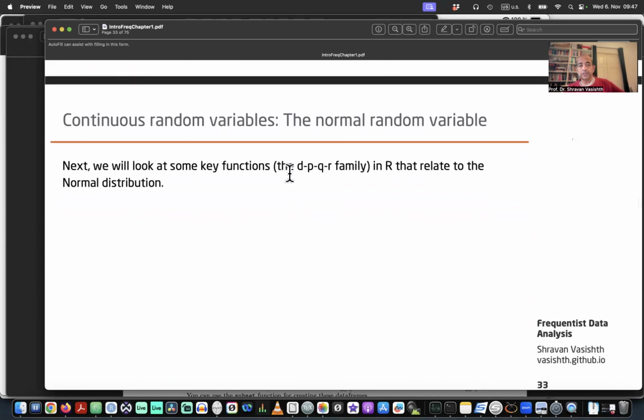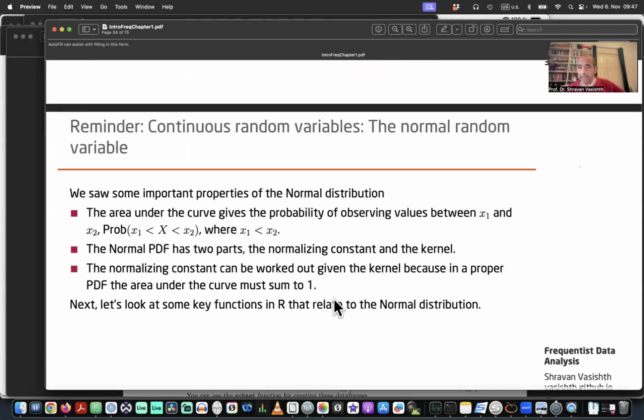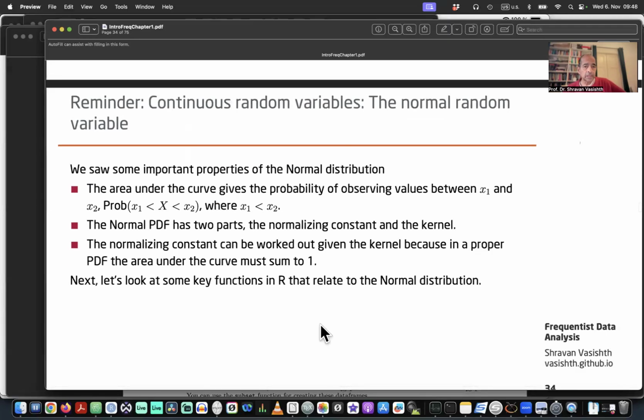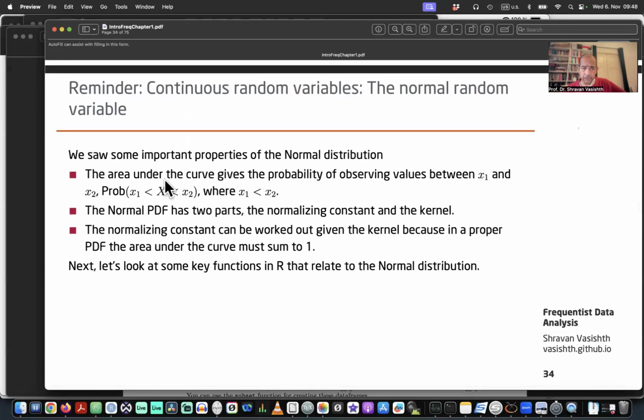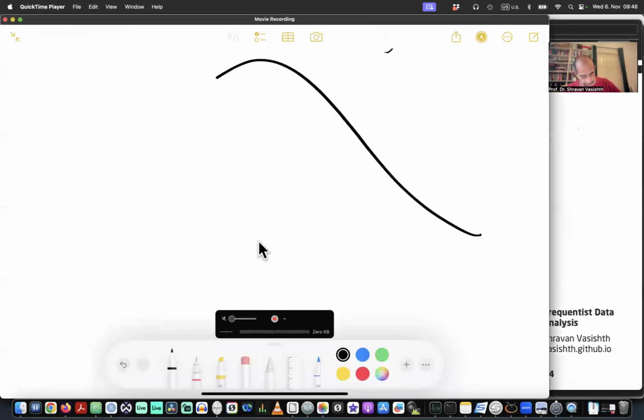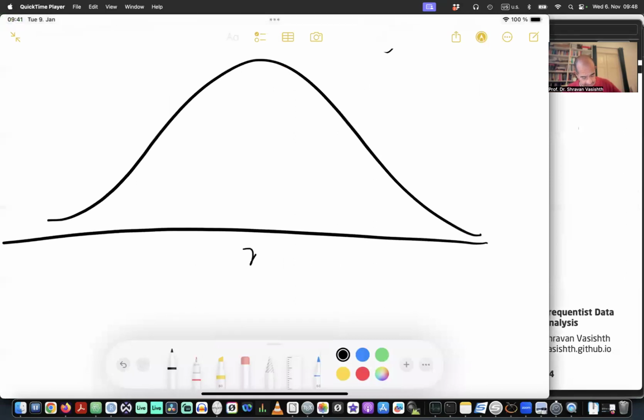So let's look at some of the key functionality of the DPQR family of functions in the normal distribution, right? So just like in the binomial, this is now more of the same, except we are in continuous space now. Okay? So as I said, we can compute the area under the curve between any quantiles, right? X2 is larger than X1, so I'm going to compute the area under the curve like this, right? Here's my distribution. Here's the x-axis. I'm going to compute the area under the curve between x2 and x1 using the pnorm function. So let me do that.